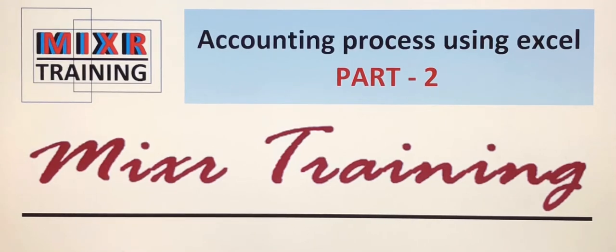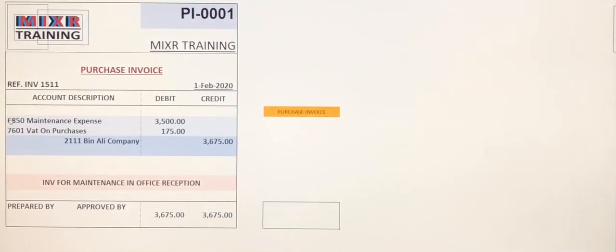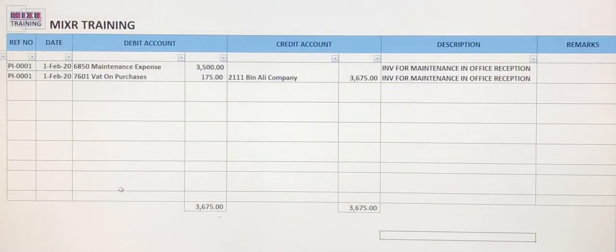We are on the second part of how to start the accounting process using a lead sheet. We already have started one invoice in the first video, so let's go ahead and proceed. This is the first transaction, a supplier invoice. After this, we'll make a journal entry. We'll copy these details and transfer to our general journal. And again, from these details, we can create a ledger.